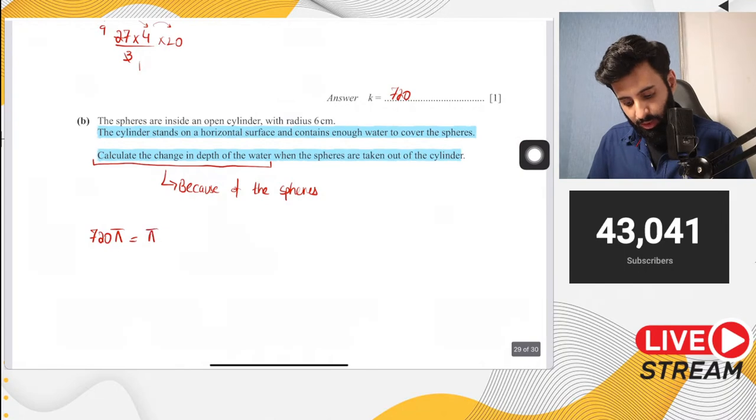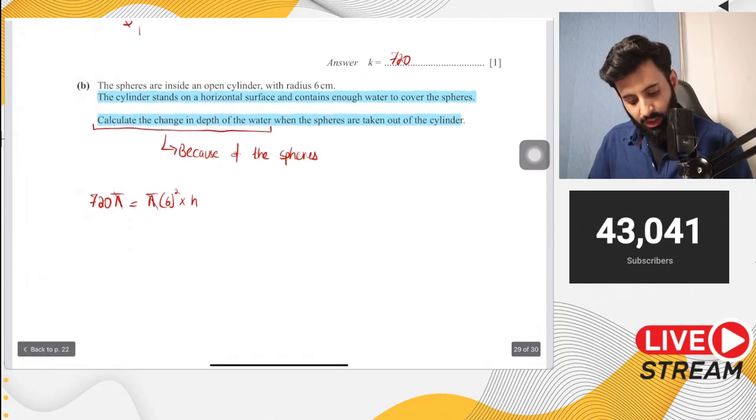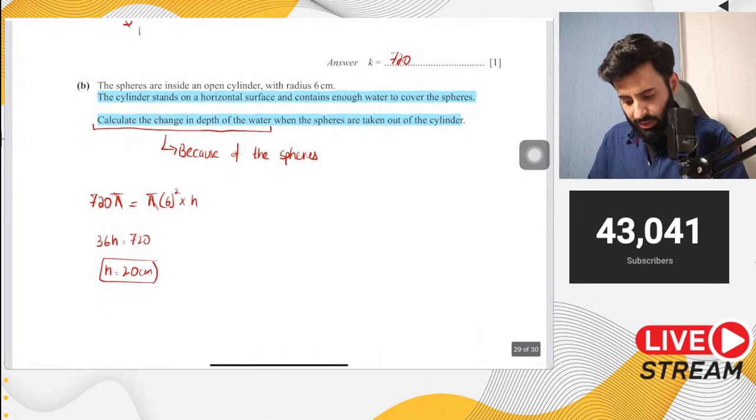So what is that going to be equal to? That's going to be equal to pi into 6 square into the height. So pi and pi get canceled out. We have 36h equal to 720, and h is equal to what? h is equal to 20 centimeter. Now I really hope you guys understand this concept.